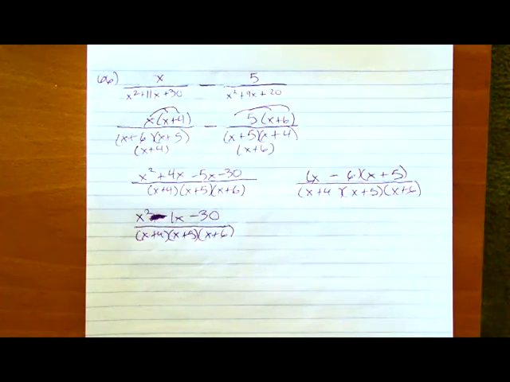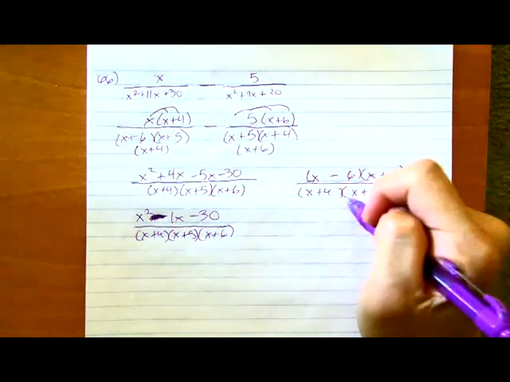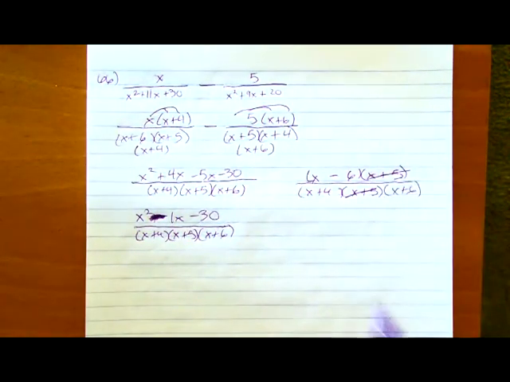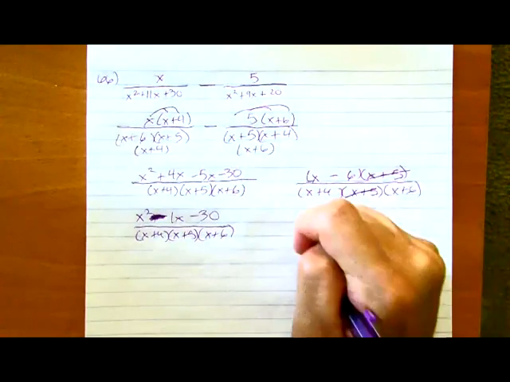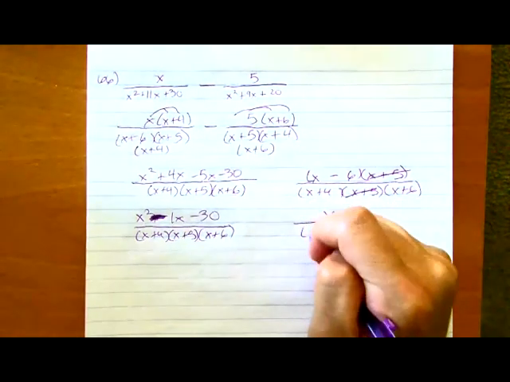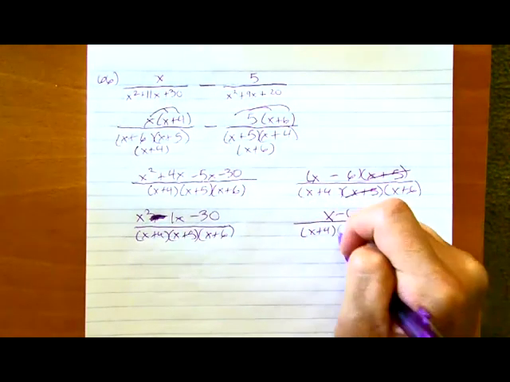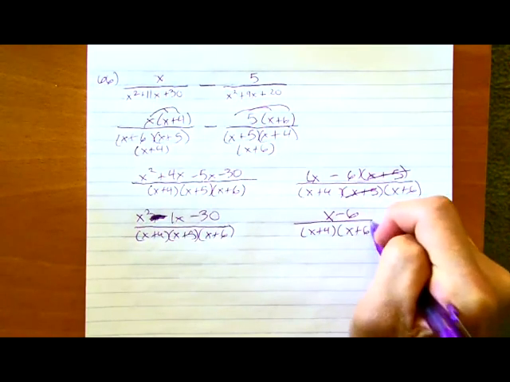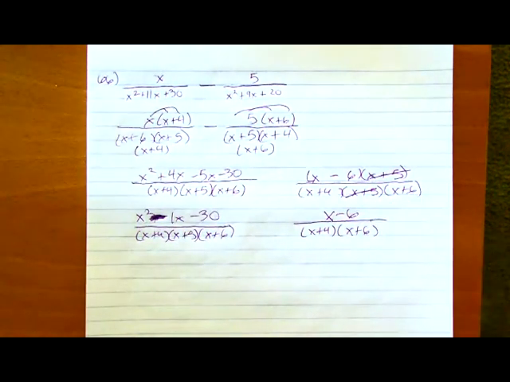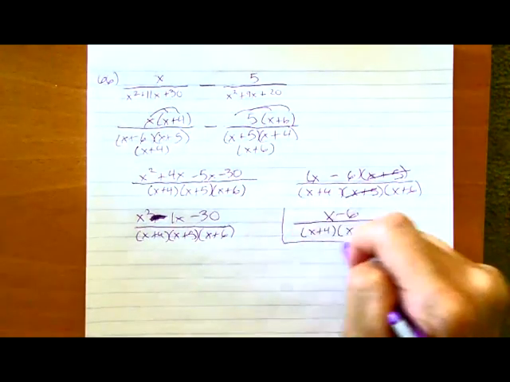Okay, totally factored now. Oh, the x plus 5's cancel. X minus 6 over x plus 4 and x plus 6. Nothing left to cancel. This would be it.